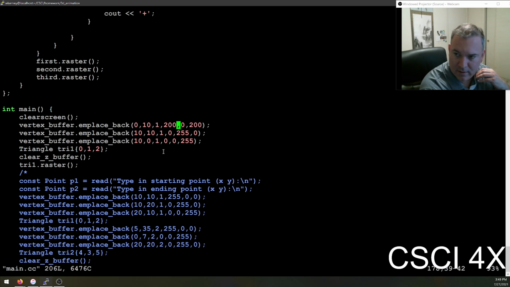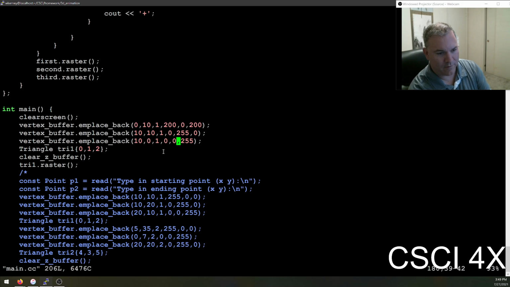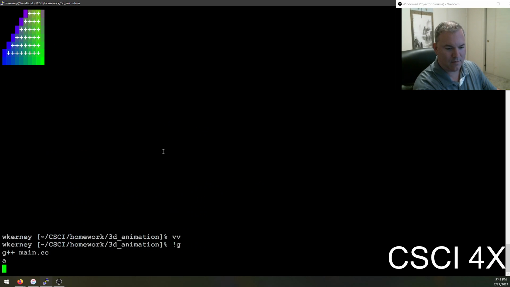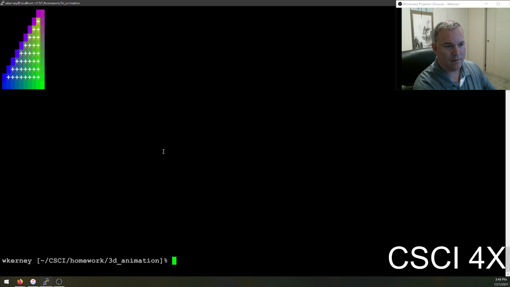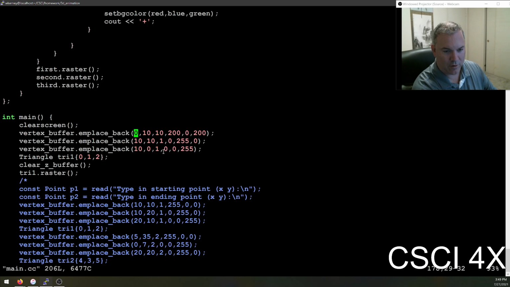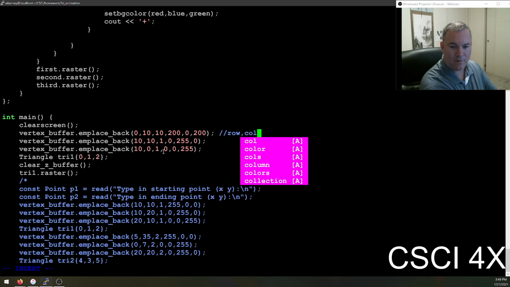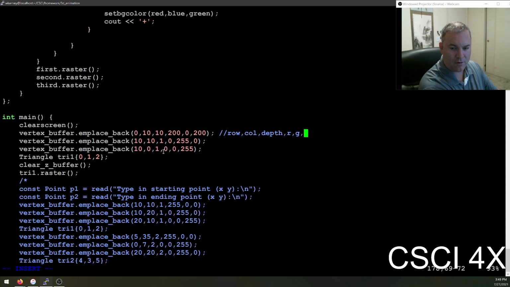So we're creating a vertex buffer. Similarly, you've seen this before, right? The vertex buffer. Yeah, so I'm assuming the first 3 are coordinates and then the second 3 are color. That's correct. Let me just make sure that the coordinates aren't doing anything weird. Okay, good. So yeah, row, column, depth, R, G, B.